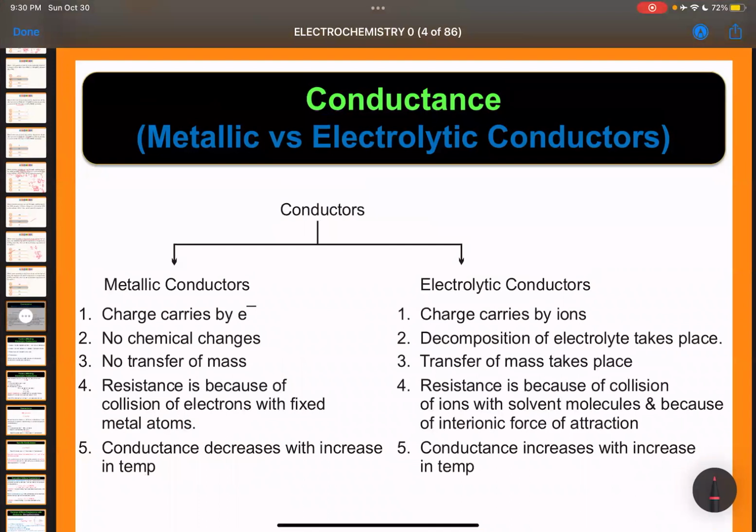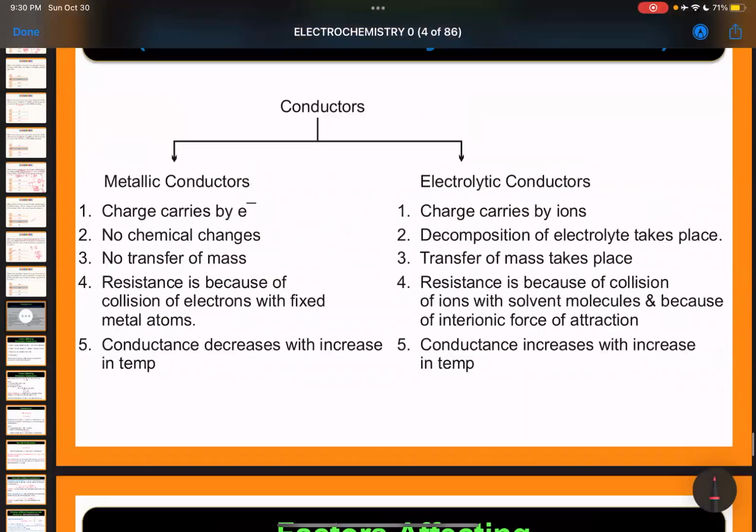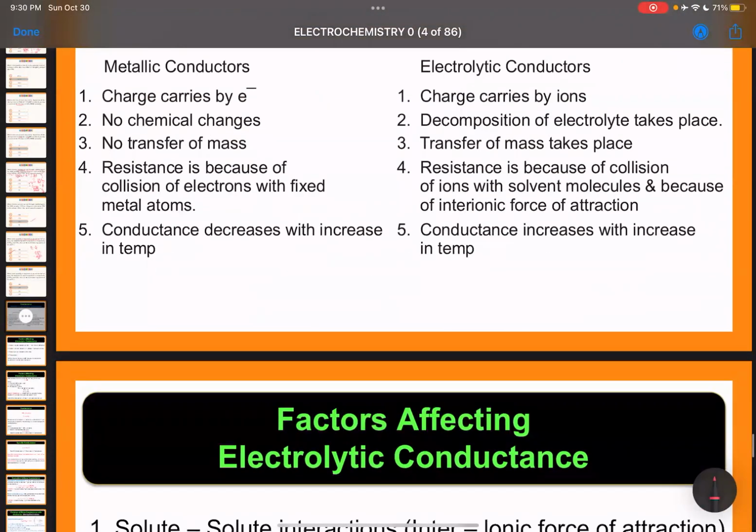Next is conductance. So we have two types of conductors, metallic conductors and electrolytic conductors. What's the difference between them? Any idea, Anifa?